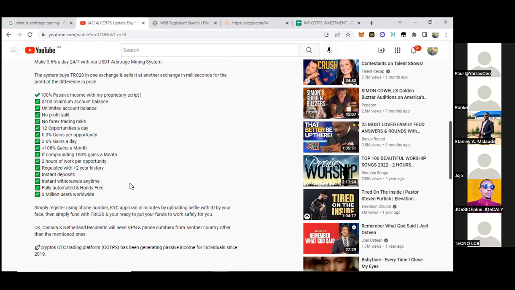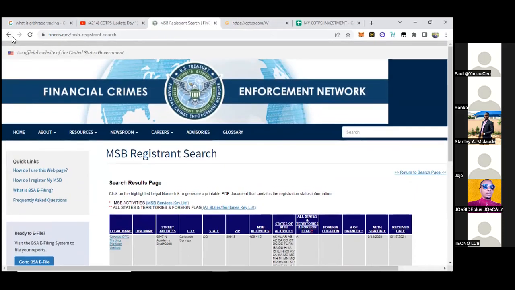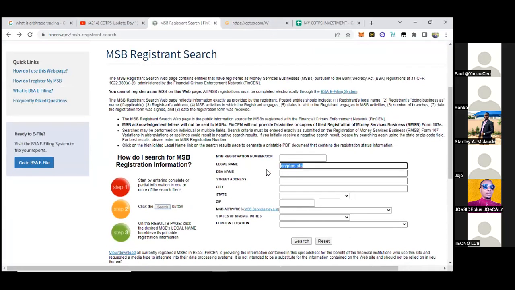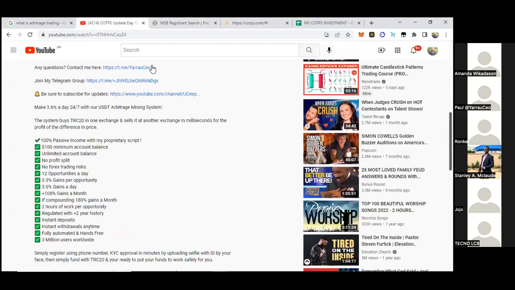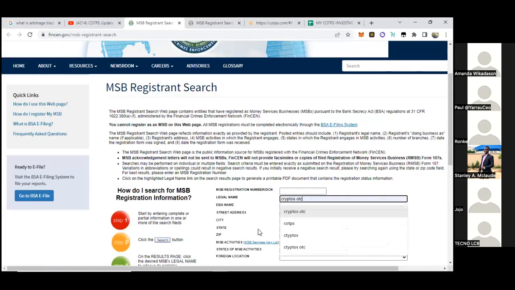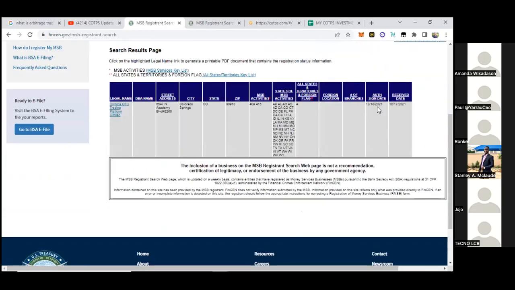So fully automated and hands-free once you get the script, and it has over 3 million users worldwide. Right now, they have an MSB registration license as well as also a FinTrac, right? Which is a similar thing to what IPC had. So you just go to the website. The website is actually in the link on this video, right? So you can just click that and you can search cryptos OTC. And you can see the information company, right? So they're fully registered for this license in October 2021, right?